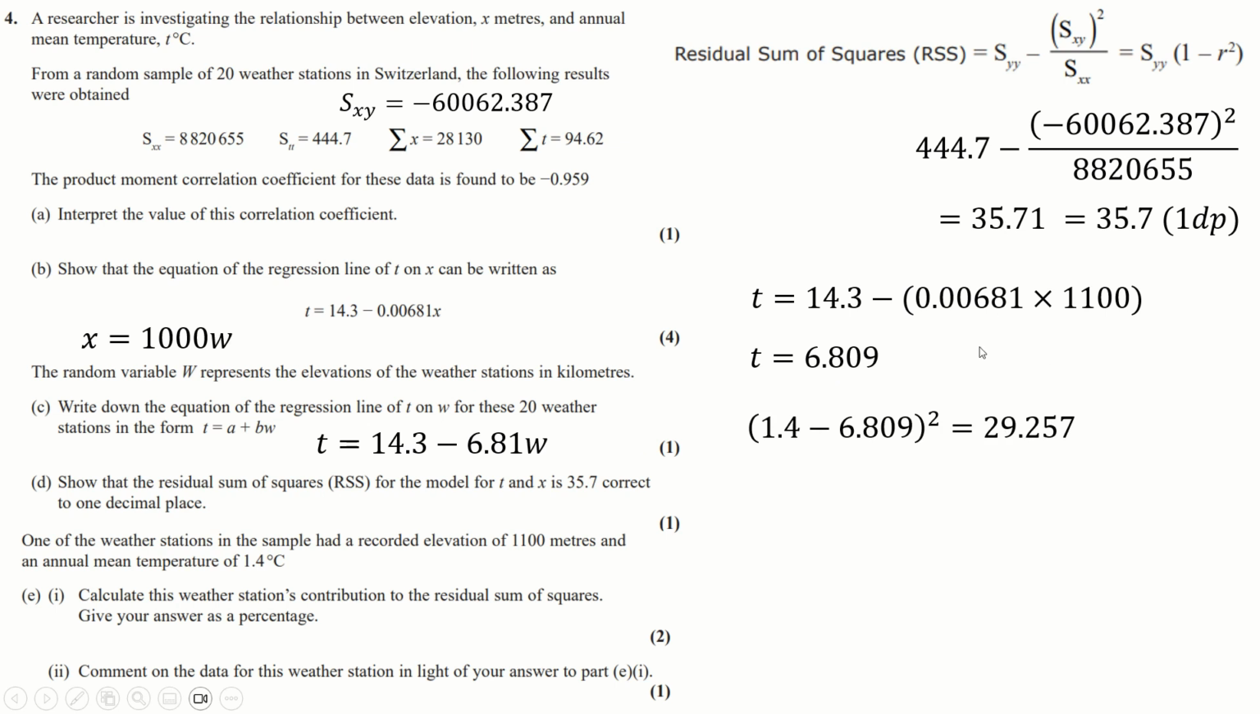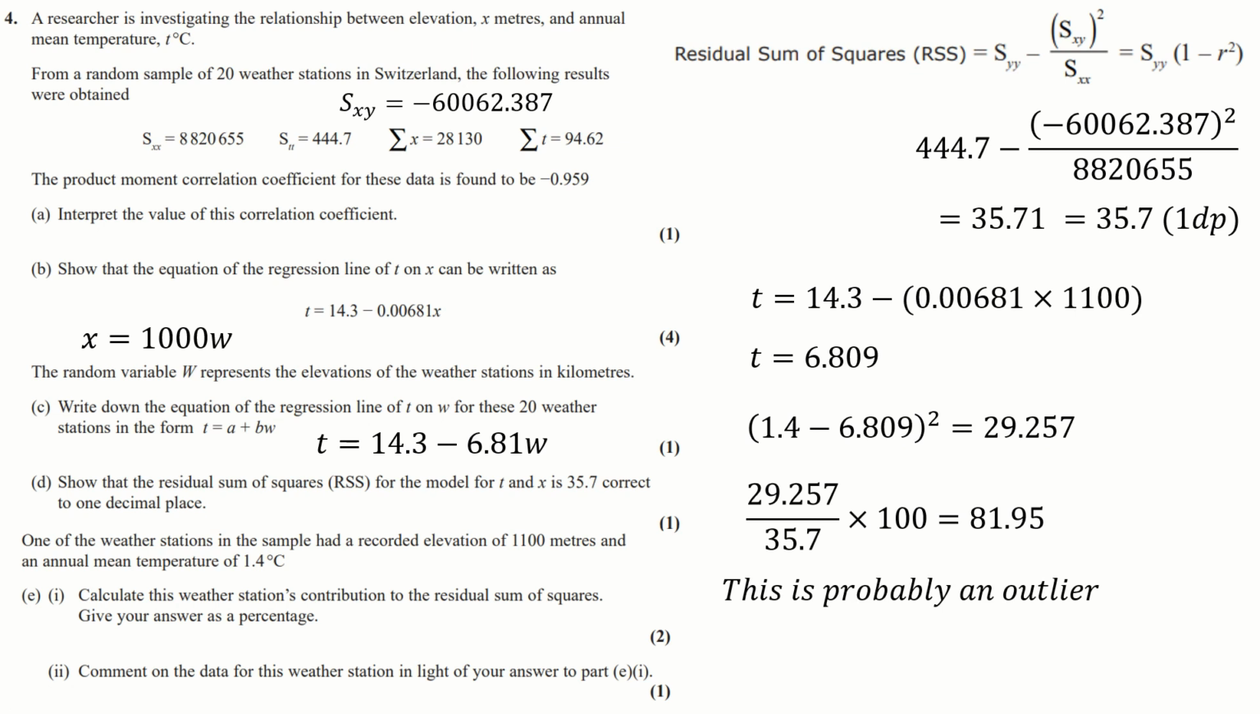In fact, we can do it, right? It's like working out your percentage in a test. It's this over this times 100. And you get this. And so a large part of the sum of squares, the total sum of squares, is coming from this one piece of data, which suggests that that piece of data is probably an outlier. If 80% from 20 different things, 80% is coming from one piece of data, that's probably an outlier. So yeah, that's what we'll say.